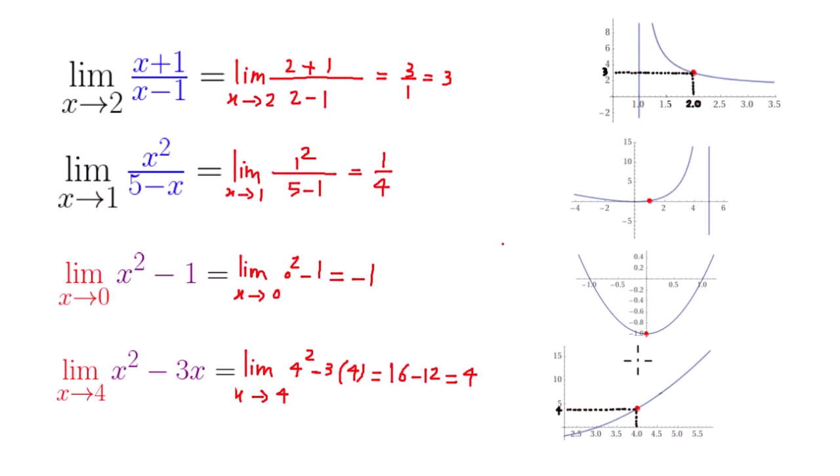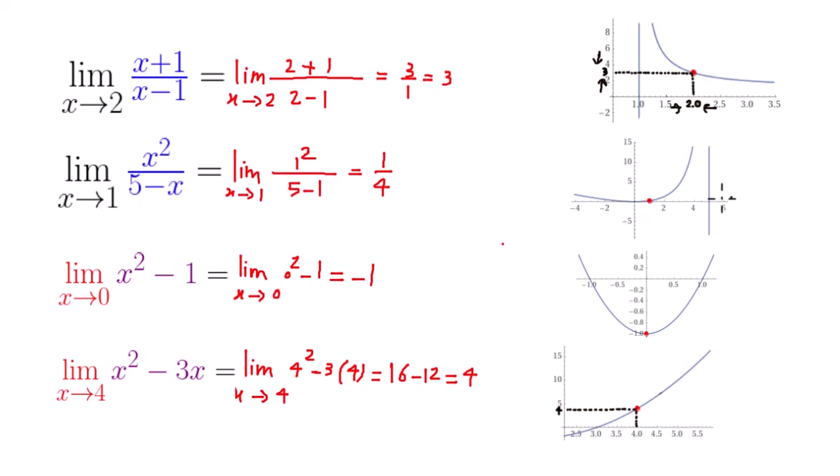And for now, let's consider the limits graphically. We have the limit of x plus 1 over x minus 1 as x approaches 2. When we get closer and closer to 2 from the left, we get closer and closer to 3 from below. And when we get closer and closer to 2 from the right, we get closer and closer to 3 from above. And our next one is the limit of x squared over 5 minus x as x approaches 1.